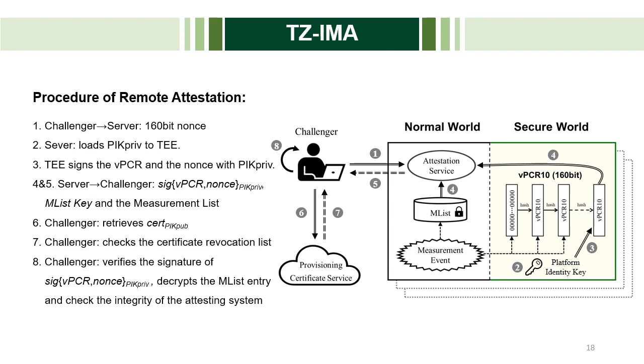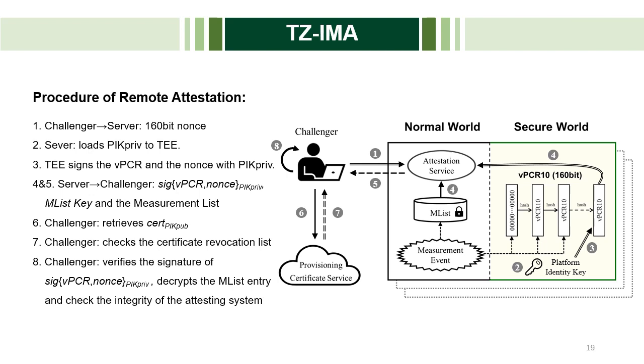In step 2, the attesting system loads the platform identity key into TrustZone, and the secure world signs the vPCR value and the nonce with the private key. In steps 3 and 4, the normal world OS retrieves the signature from the trusted OS and the measurement list from the file system, respectively. Then, the attesting system responds with a challenge response message to the challenger, including the signature and measurement list, in step 5.